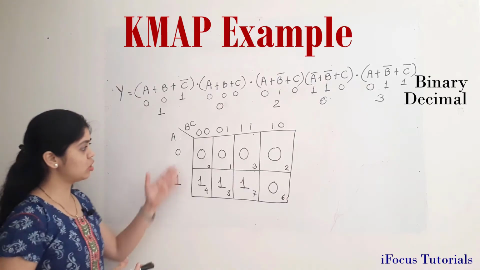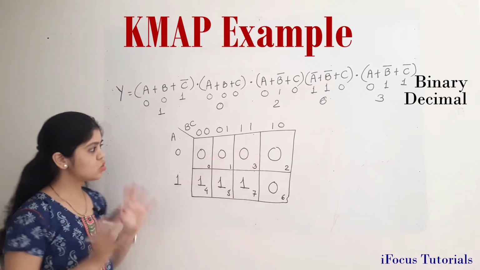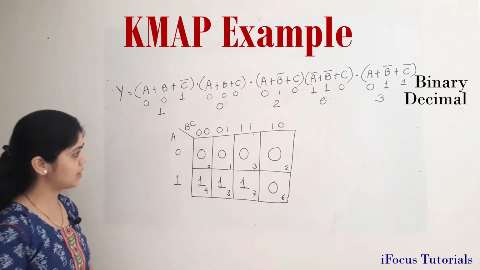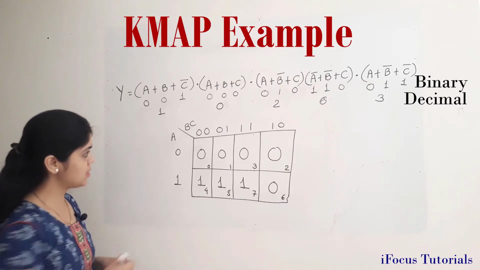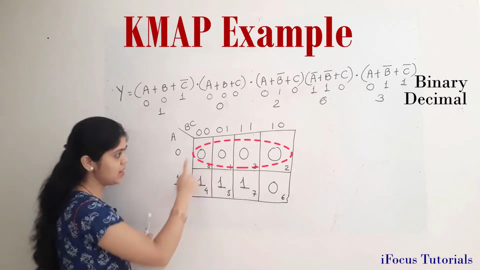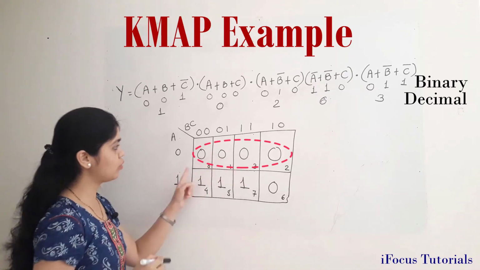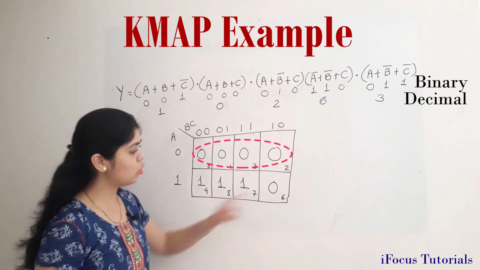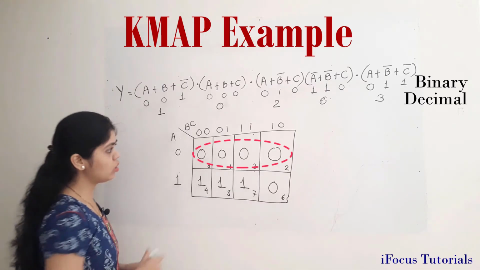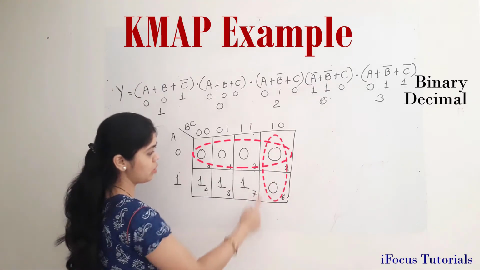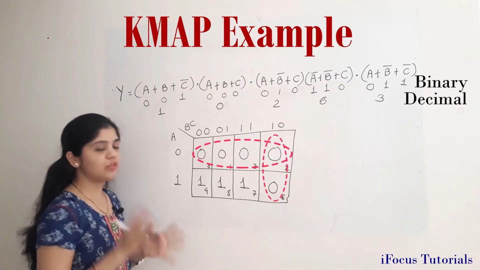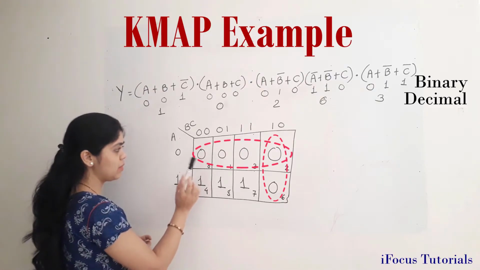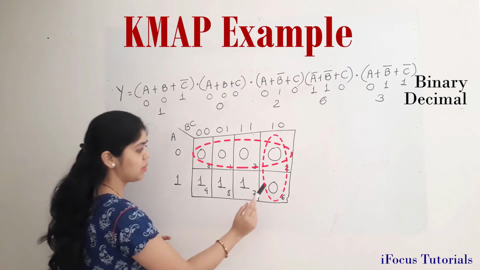Now the grouping should be made of zeros. How many groups can I make here? I can see a quad directly, so I can make a quad of all these 4 numbers. That is clear, and this 0 is remaining here. So this 0 can be made as a combination of a pair. So I have 2 groups here: the first is my quad and the second is my pair.